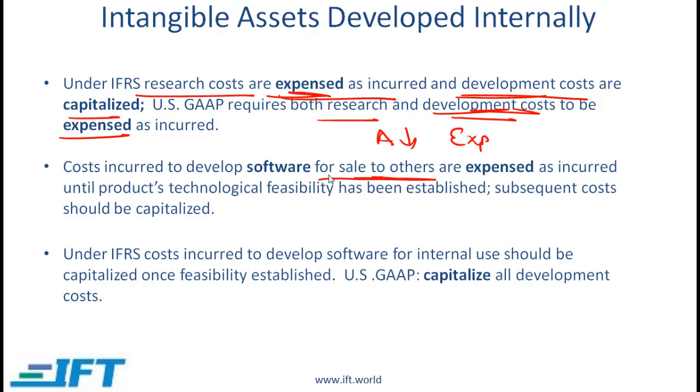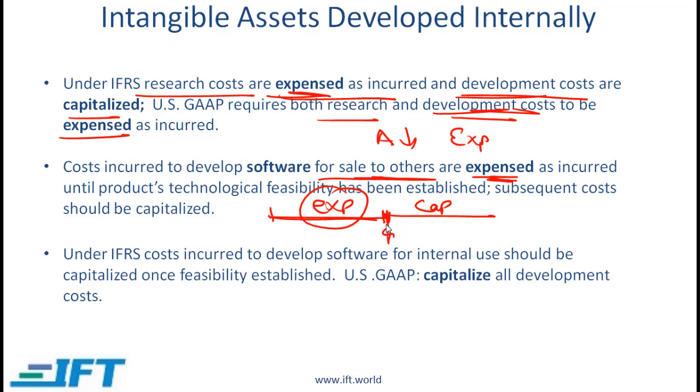Here the cost incurred needs to be expensed until the product's technological feasibility has been established. Subsequent costs should be capitalized. So if you are a software company and you are creating a new software, until such time as you are clear that this product will be saleable, you are supposed to expense. Once the technological feasibility is established and you know you can sell this product, then you can capitalize.